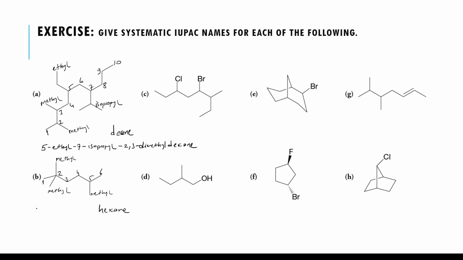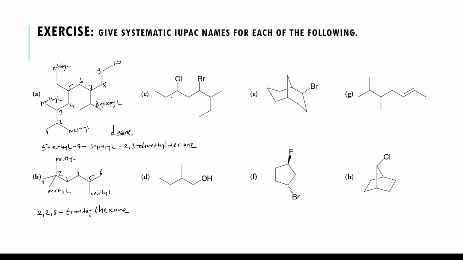So how are we going to write? We have to write all the numbers. So 2, 2, 5, then dash. We have three methyl groups, then the parent is hexane. Okay, let's move to the third option.